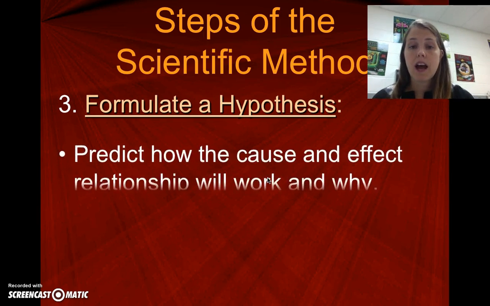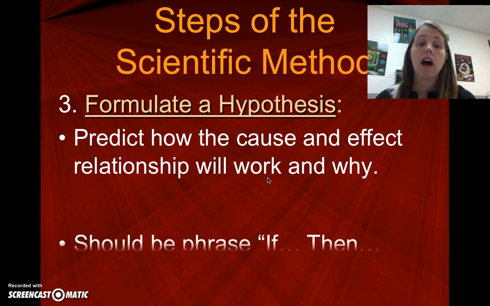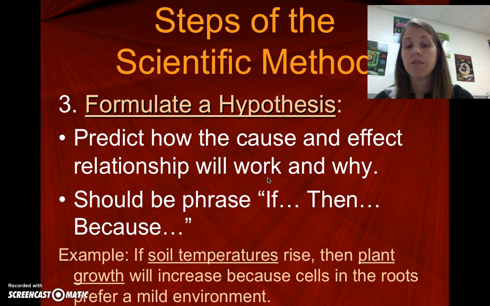Next, we formulate a hypothesis. This predicts how the cause and effect relationship will work and tells us why. It should be phrased if, then, and because. So an example of that would be, if soil temperatures rise, the plant growth will increase because cells in the roots prefer a mild environment.